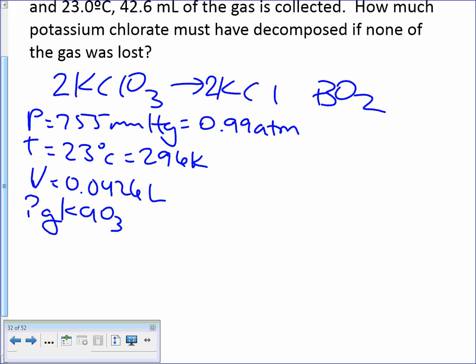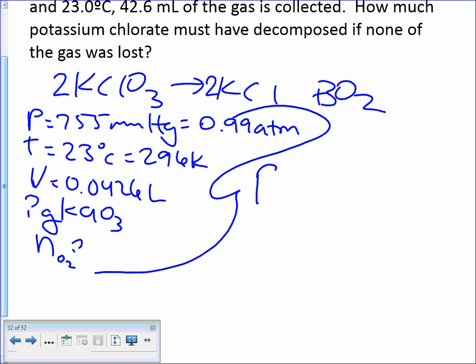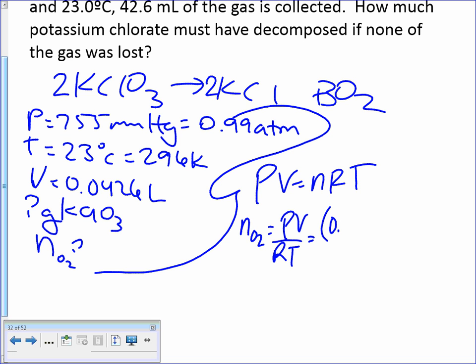But Lizzie said we have to find n before we can backtrack from gas to potassium chlorate. So n of O2 is our real first question, because that's what we don't have, and then you can backtrack from there. So n of oxygen, just to specify it's about a gas. Which gas? O2. And then plug in 0.99 atm.